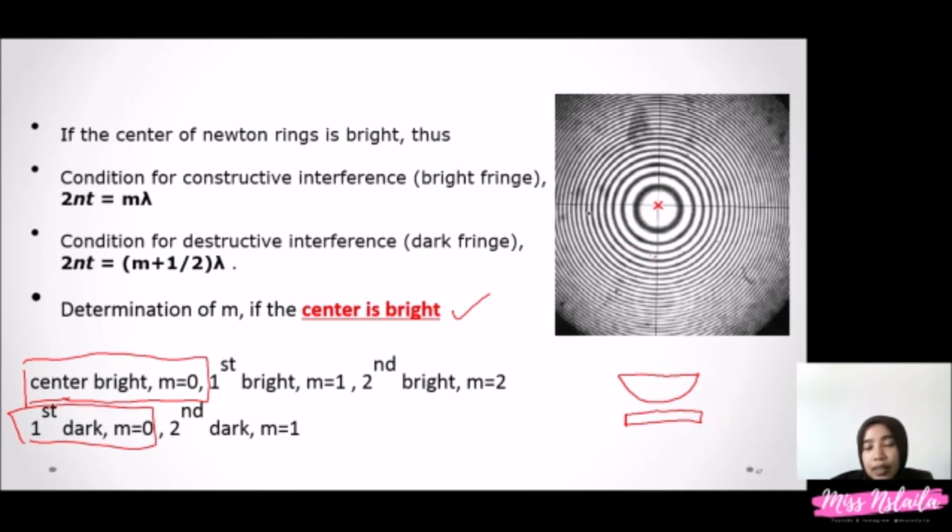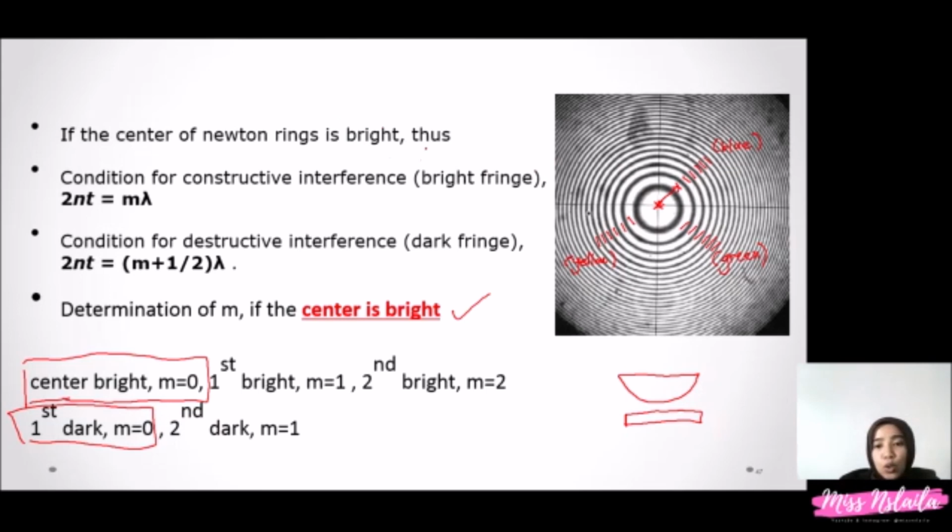Let's say you use the first color filter, which is blue. Label the first bright, second bright, third bright, fourth, fifth, and sixth bright. Okay, label. So this one is for blue, for example. And then change the color filter into green. This one is for green. Then change to the last color filter, which is yellow. Then you are going to measure the radius of each order number. Transfer all this data into a table that will be given to you.